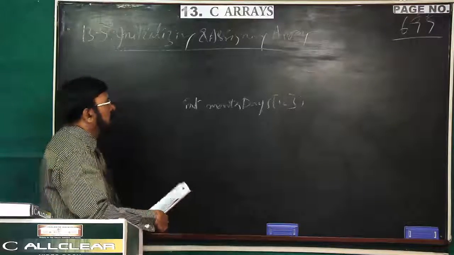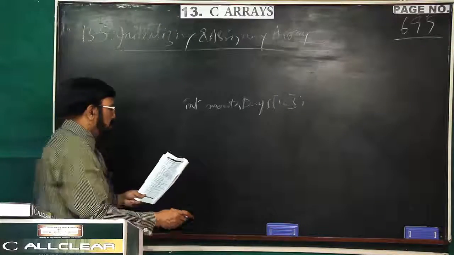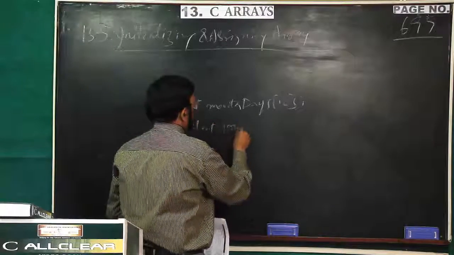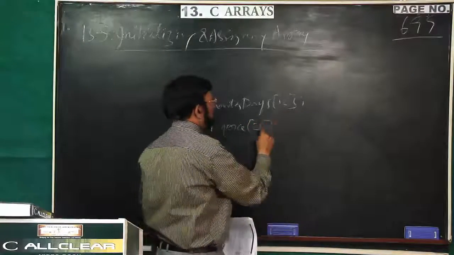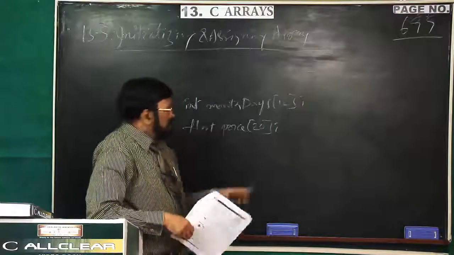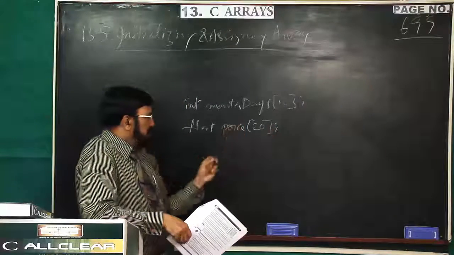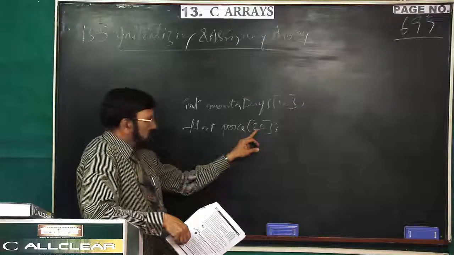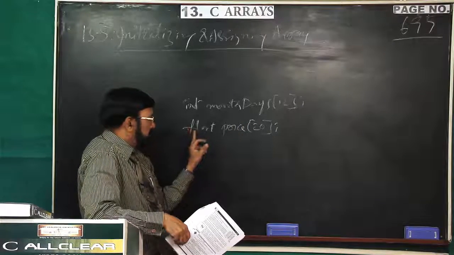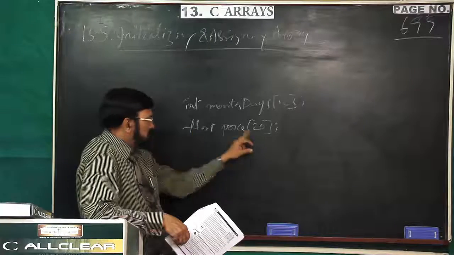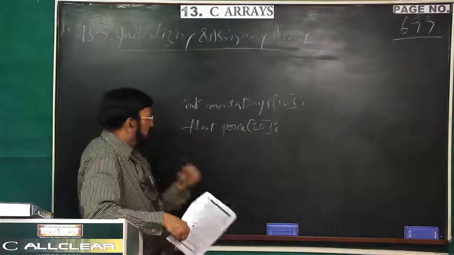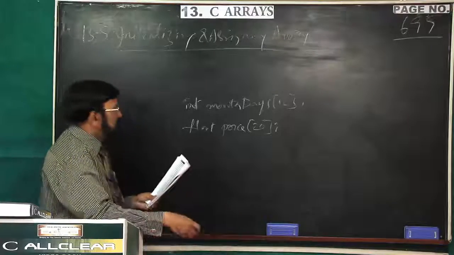etc. and all that. One array we declared like this: float price 20. What do you mean by that? Now we are building an array with 20 elements, 20 prices of different items. 20 prices. Price means it's a float. So, a floating point array we defined.